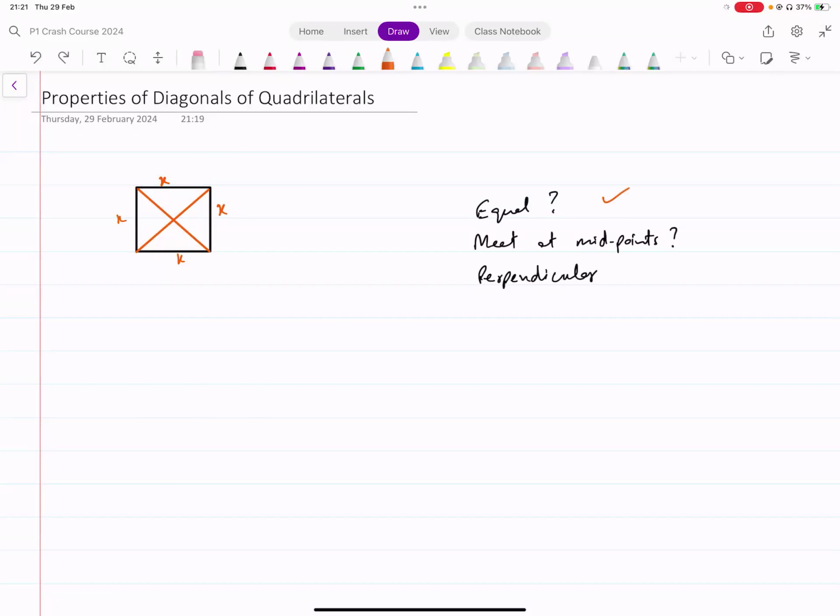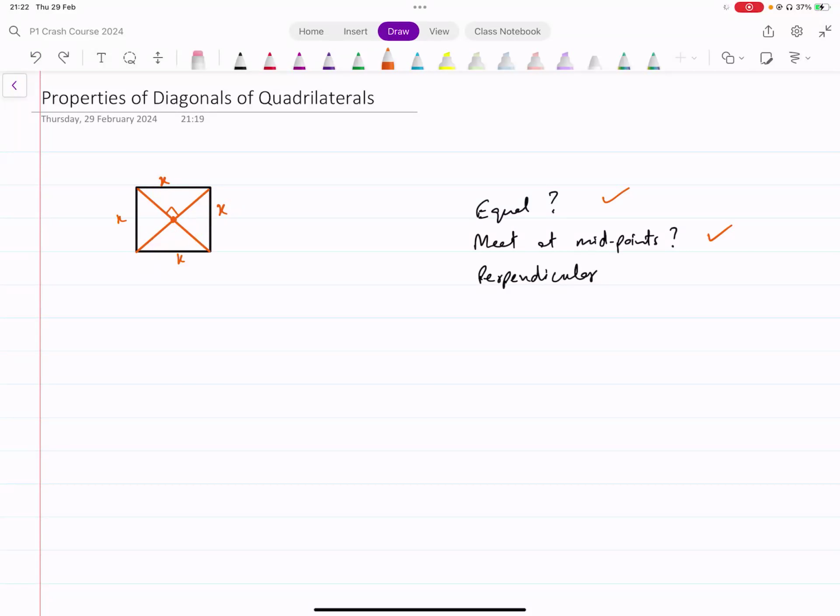So yes, they're equal. Do they meet at the midpoints? Yes, they meet at the midpoints as well. That's also true. Are they perpendicular? Yes, they also make 90 degrees here, because all of these angles are bisected. In a square, the angles on the sides are 90 degrees.